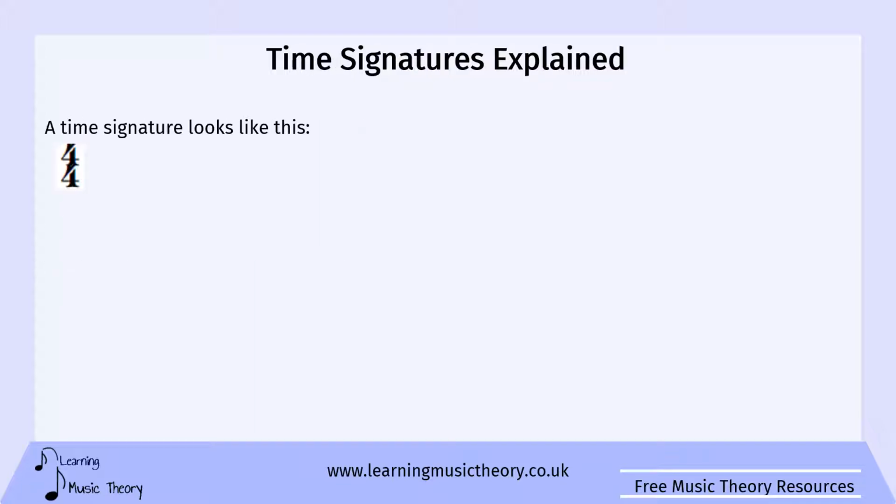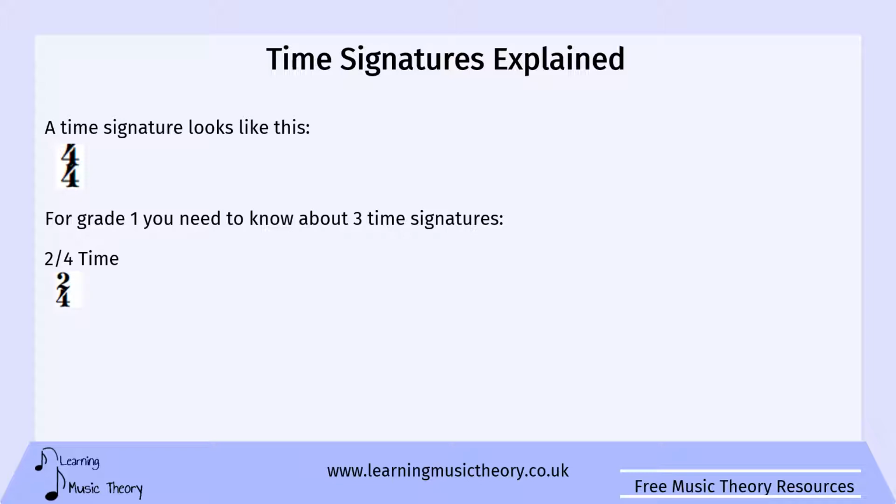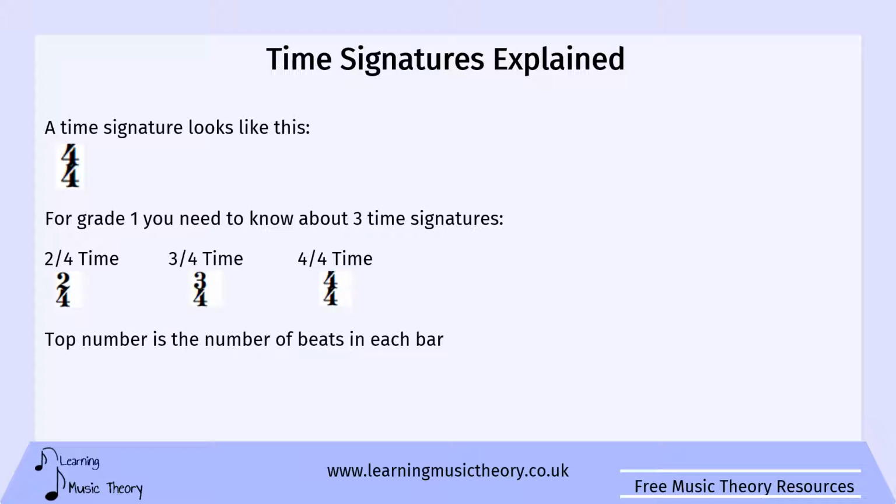Our time signature looks like this. It is simply two numbers on top of each other. Now it's important to note that time signatures are not fractions and there is no line in between the two numbers. For grade 1, there are three time signatures you need to know about. This is 2/4 time, 3/4 time, and 4/4 time. In each time signature, the top number is the number of beats in each bar, while the bottom number is the type of beat. So we'll go through each of these in turn.